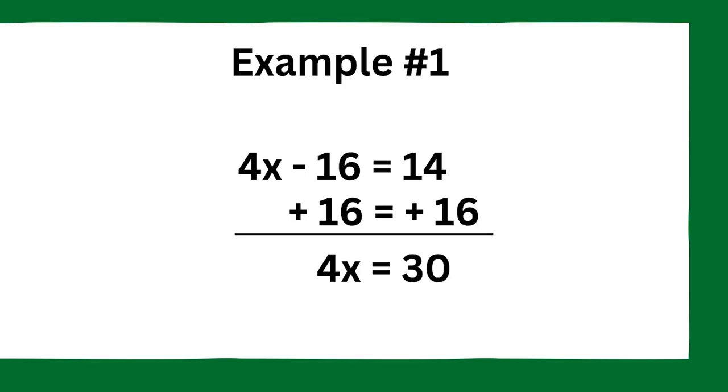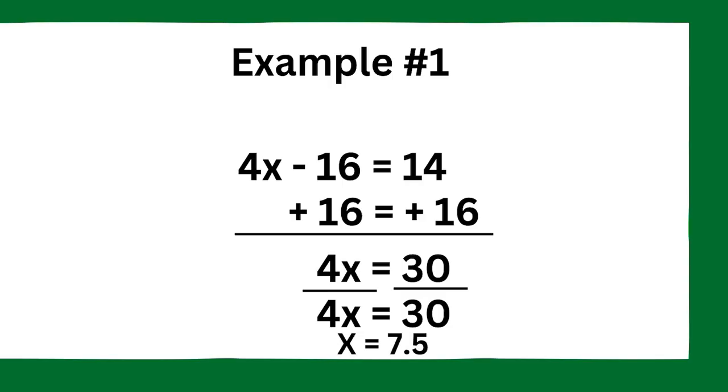So I do 4x divided by 4 and 30 divided by 4, so we have that variable alone. And we're doing this to both sides of the equation. And when I do 30 divided by 4, I would get 7.5. And if I plug that in for the x, 4 times 7.5, I would get 30.